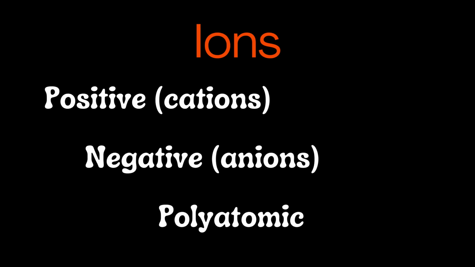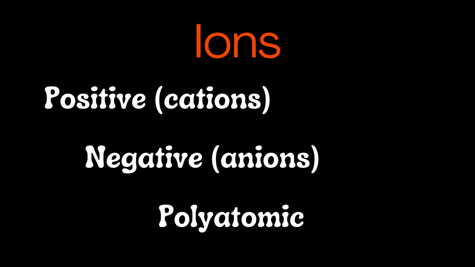Ions, positive, negative, and polyatomic. Ions. Ions are atoms or molecules that have gained or lost one or more electrons, resulting in a net charge. Ions form when atoms gain or lose electrons to achieve a more stable electron configuration.